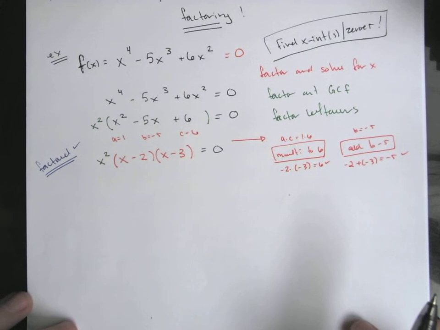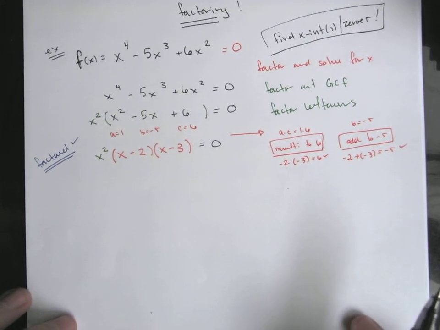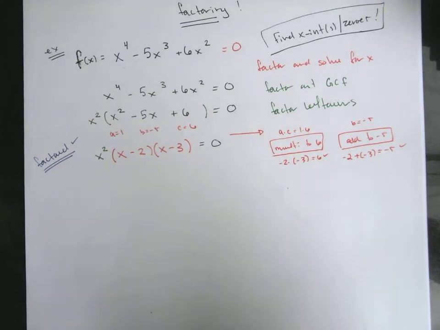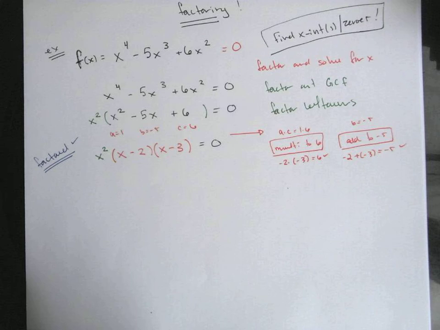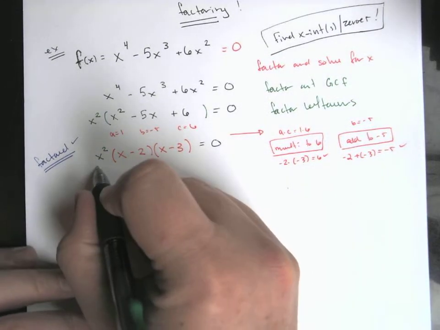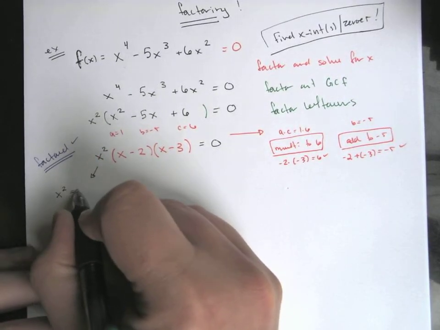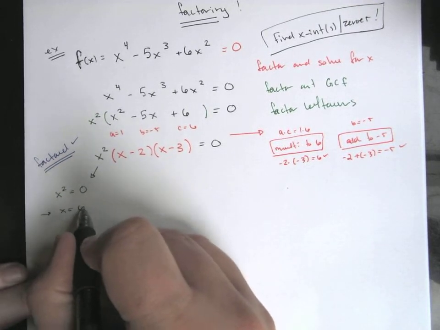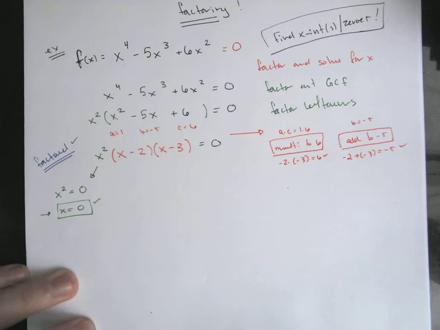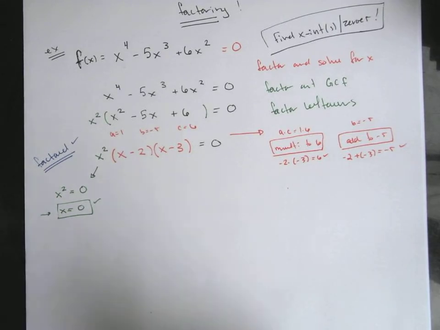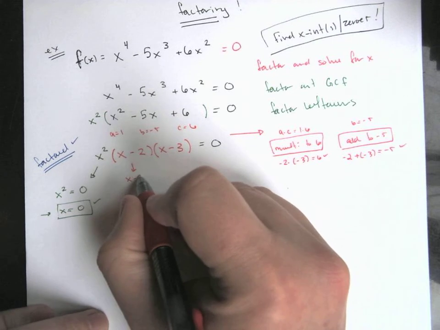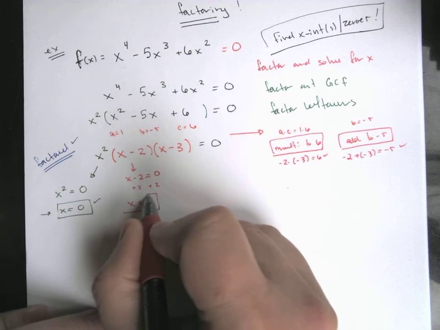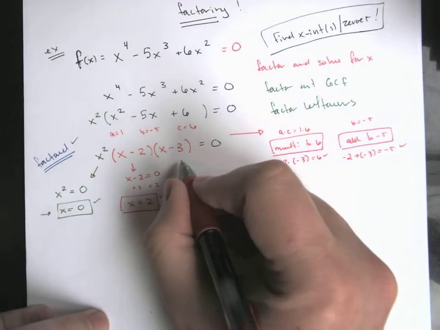So to solve for the x-intercepts, to actually find the values here, what we need to do is set each of these pieces individually equal to 0 and solve for x. So the first term, x squared equals 0. The only way to square a number and get 0 is if x itself is 0. So that's the first of our intercepts. The second one: x minus 2 equals 0. To solve for x, if we add 2 to both sides, x is positive 2. That's our second intercept.